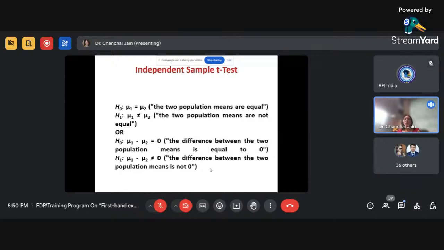Now, this is one more representation. If you are saying mu1 equals mu2 and mu1 is not equal to mu2, you can write these two in this way also: mu1 minus mu2 equals 0, meaning you are transferring mu2 from the right side to the left side. So you can see the sign has changed from plus to minus. So it is mu1 minus mu2 equals 0, and the same with this, so it is not equal to 0. Till now, is it clear to everyone? May I proceed? Yes, ma'am.